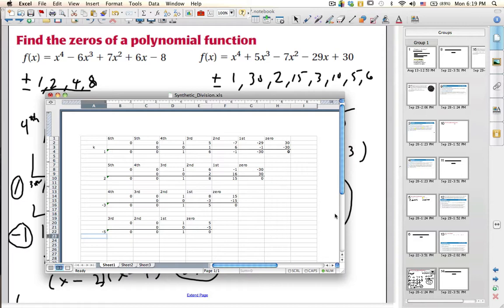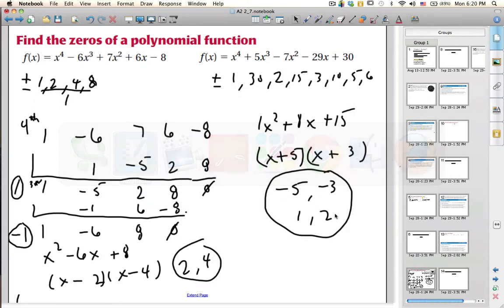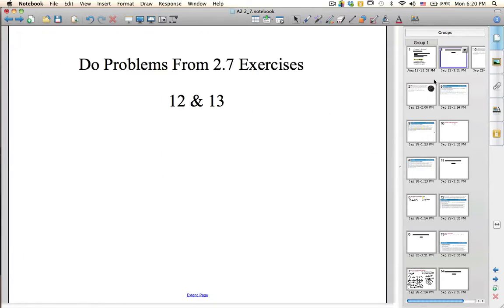This tool will be there to help you, but remember you won't have it for things like tests or quizzes. So it's there to help you with your homework, but it doesn't replace understanding how to do synthetic division on your own. Okay, but go ahead and practice. If you want to download the file, you can get it off of the Moodle sheet. Practice by doing problems 12 and 13, and then come on back to the lecture.